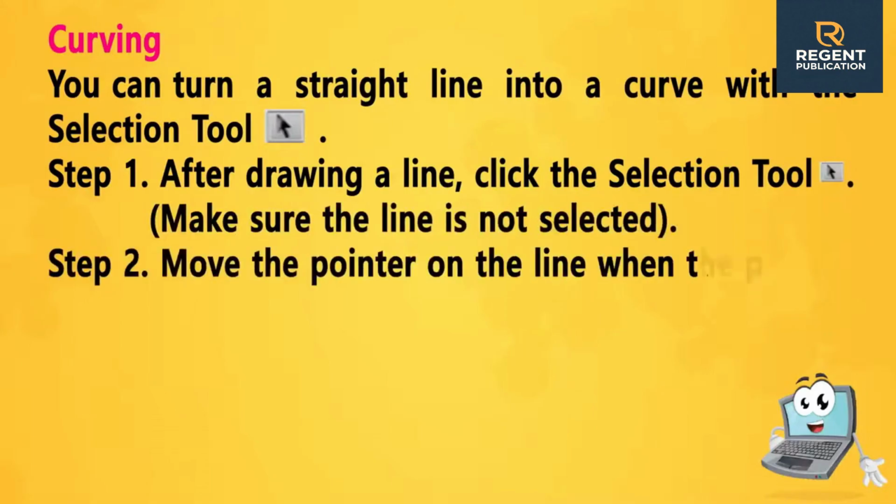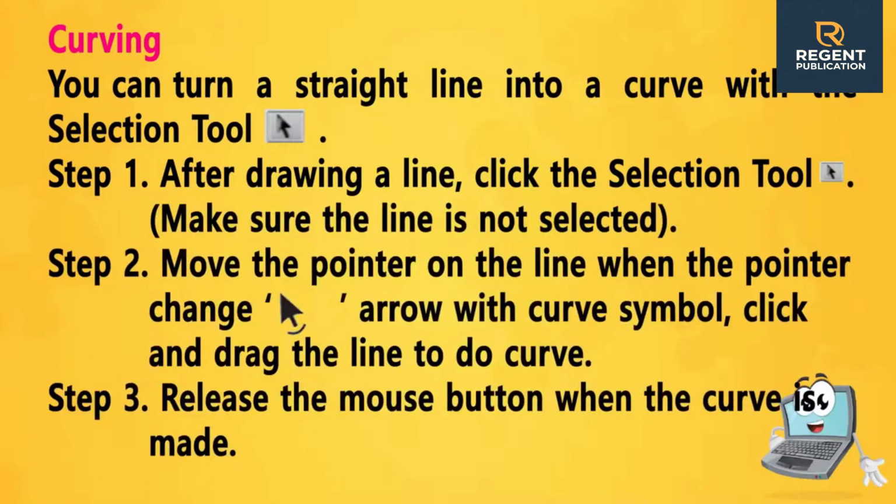Curving. You can turn a straight line into a curve with the selection tool. Step 1. After drawing a line, click the selection tool. Make sure the line is not selected. Step 2. Move the pointer on the line. When the pointer changes to an arrow with a curve symbol, click and drag the line to make a curve. Step 3. Release the mouse button when the curve is made.